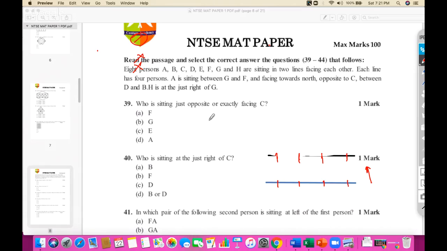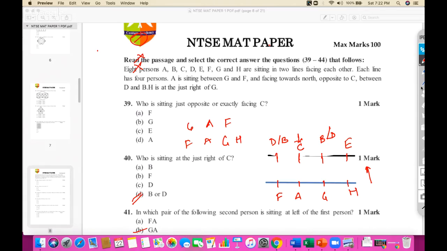That's what happens. So A here, G, F, A here, F, G, and H is sitting right of G, so it can be like this only. So F, A, G, H, and C is here, and it is between D and B, so E would be here. So D can be here or B can be here. So here the answer is D. Question number 40. Who is sitting just right of D? Right of C, it can be BD or DB, anything it can be. And so here answer would be GA.